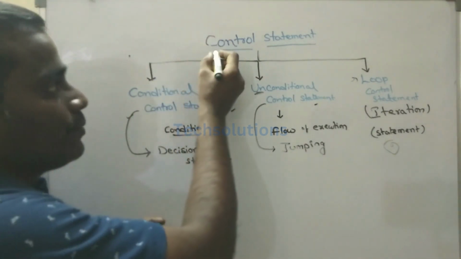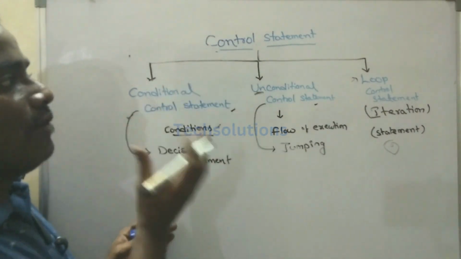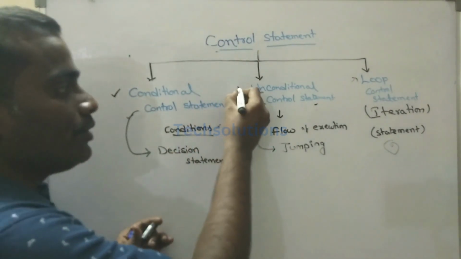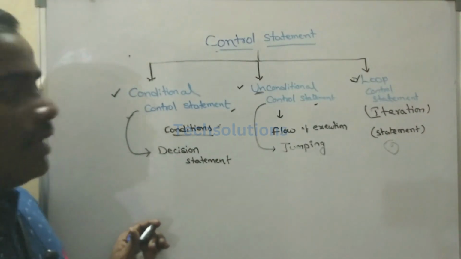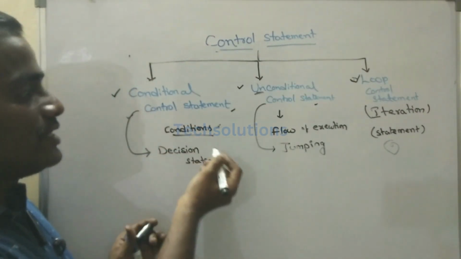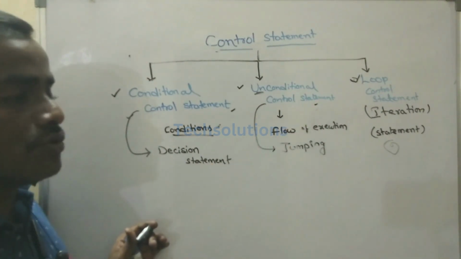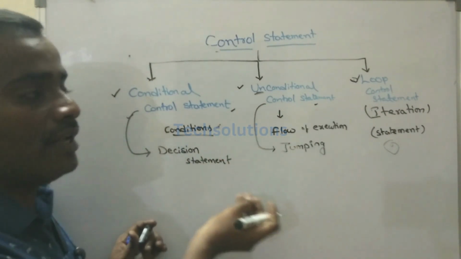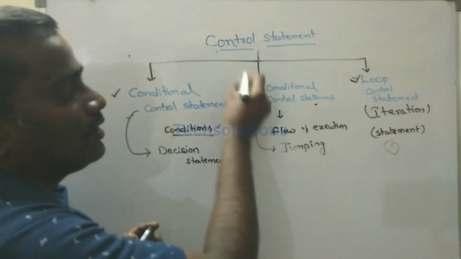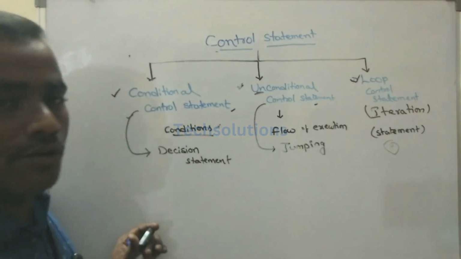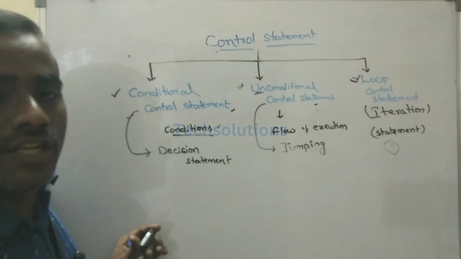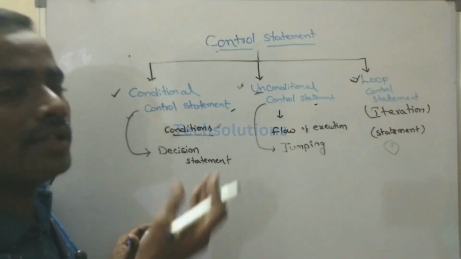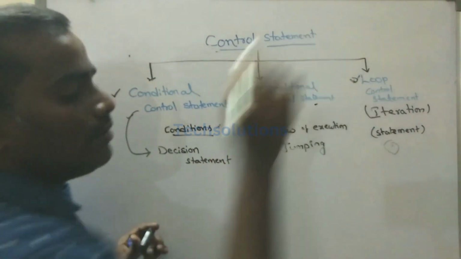Clear? Control statement means we can control the flow of execution. How can we control it? By using conditions, or without any conditions, or by using the looping method. Conditional means based on the conditions we control the flow of execution. Unconditional means without checking any conditions or taking any decision, we control the flow of execution. Loop or iteration means, if you want to repeat a particular block of statements n number of times, we use the looping statements.